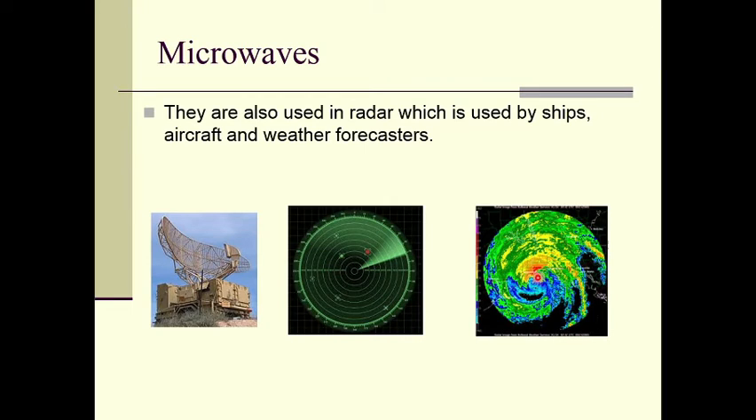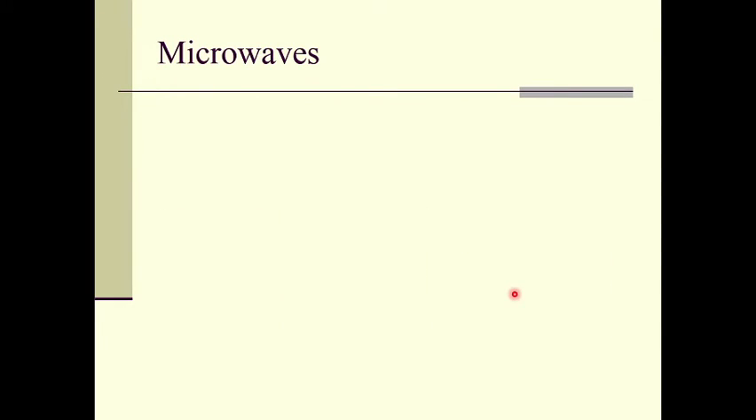And even for weather forecasting, satellites are used, and these satellites use microwaves to transmit, and these microwaves will be reflected by the clouds, and since they are reflected by the clouds, we can take the picture, and we can easily forecast the weather conditions, right.